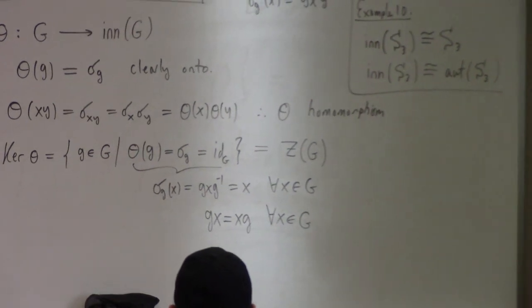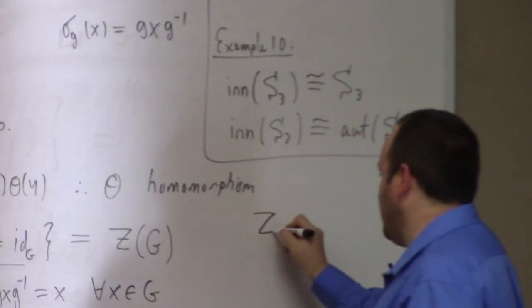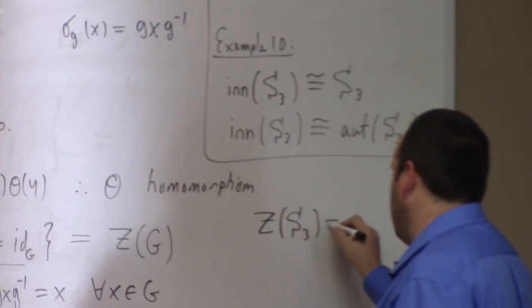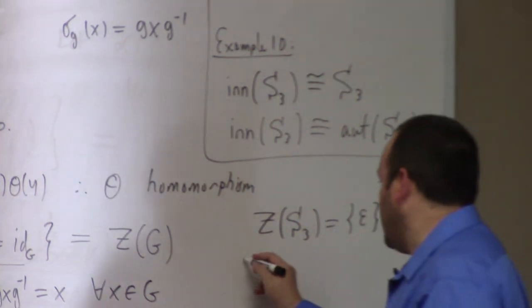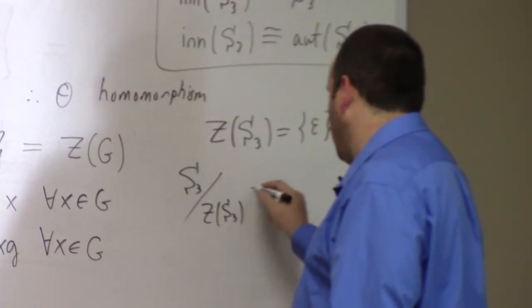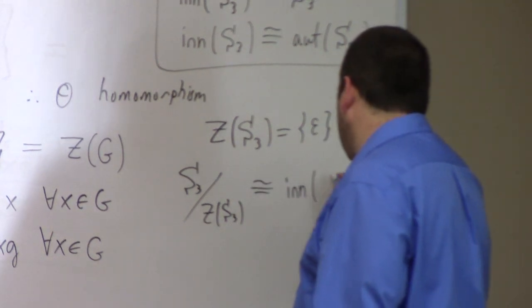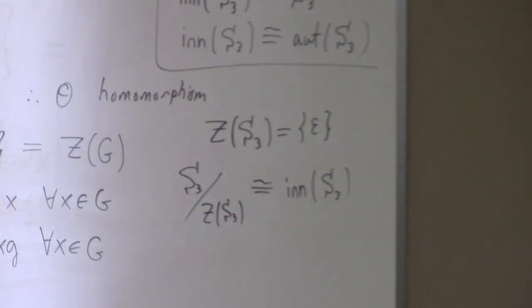This is pretty much just an application of Theorem 5, right? Because you might recall we've proved that the center of S3 is just the identity permutation. So Theorem 5 would tell me that S3 mod the center of S3 is isomorphic to the inner automorphisms of S3. But this is just the identity, so we have S3 mod the identity group, which is S3 again, up to isomorphism, is isomorphic to the inner automorphisms. So there you go, S3 is isomorphic to its inner automorphisms.